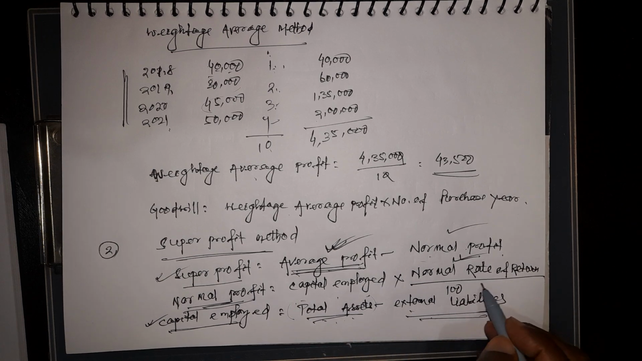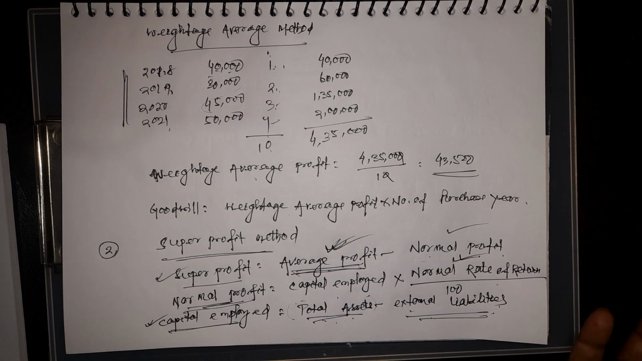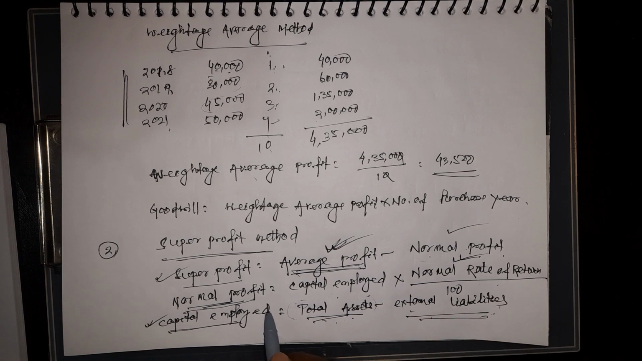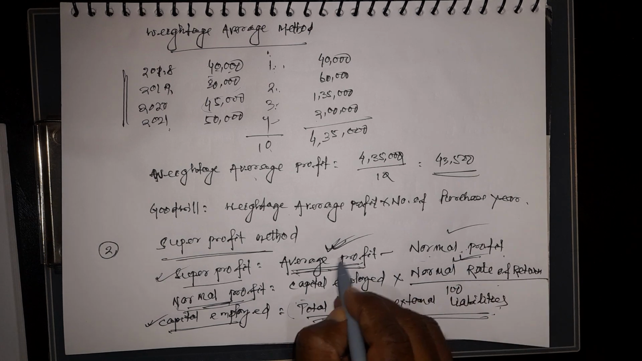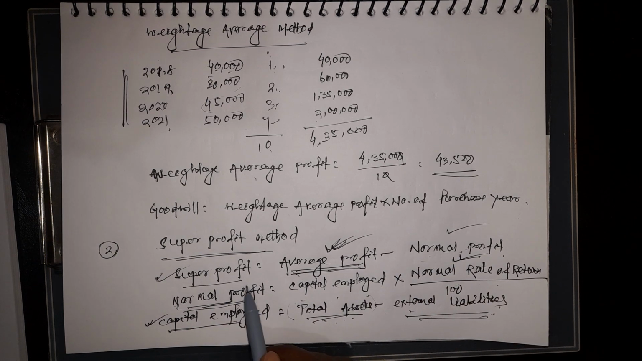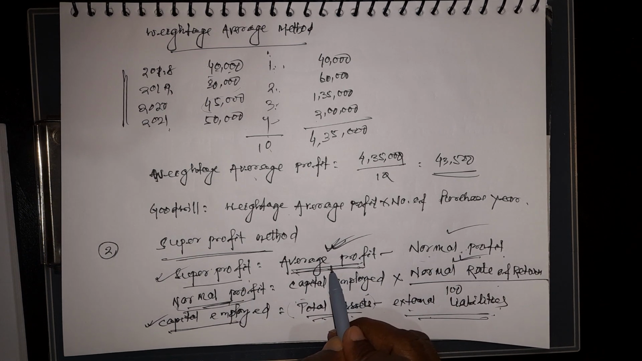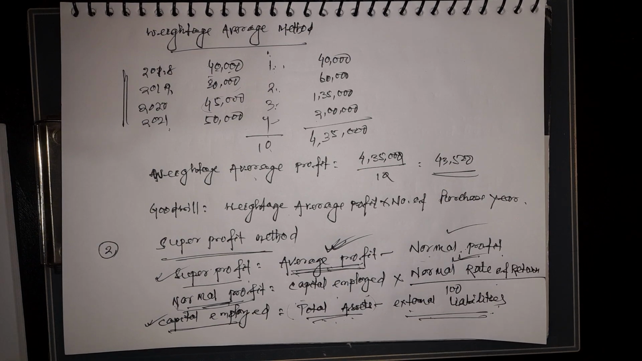Capital employed into the normal rate of return. It may be 10%, 15%, whatever it may be, it will be provided in the question. Accordingly, you will calculate the normal profit. After getting these two values, you will get the super profit: super profit equals the difference between the average profit and normal profit. After finding this, you can put the formula. What will be the formula of goodwill under the super profit method?